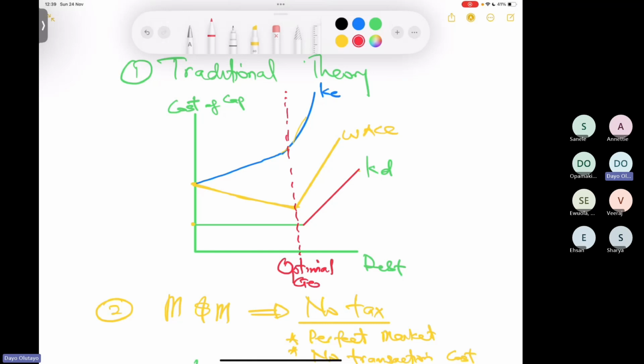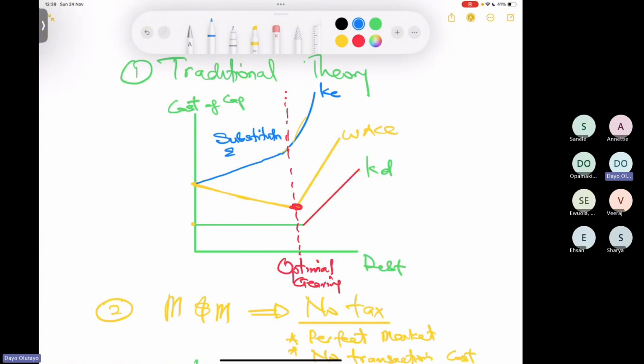The optimal gearing is that point where your WACC is minimal. The debt level where your WACC is minimal. This is a point. And the whole of this side is so because there is what you call a substitution effect.